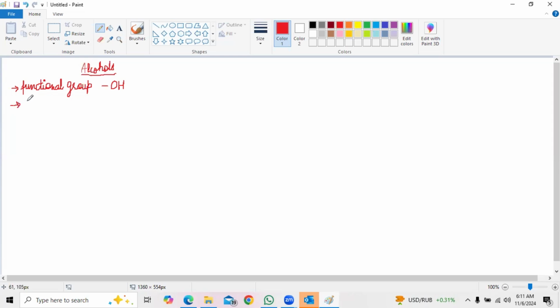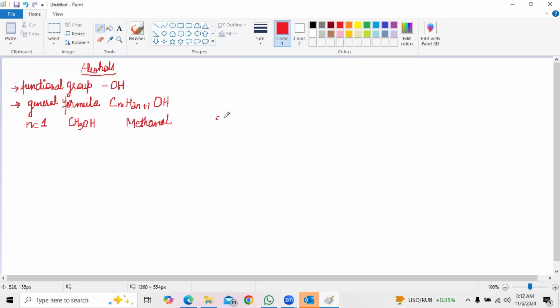And then what will be its general formula? If we are going to discuss its general formula, it would be CnH2n+1 and the OH functional group is attached with it. So, first of all, if we put n equal to 1, then the formula would become CH3OH, and we call this one methanol. This is called methanol.